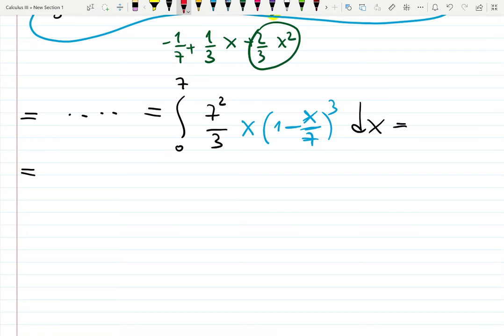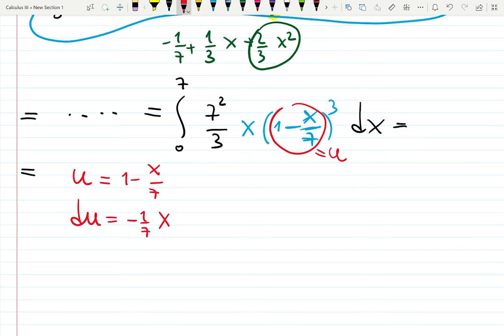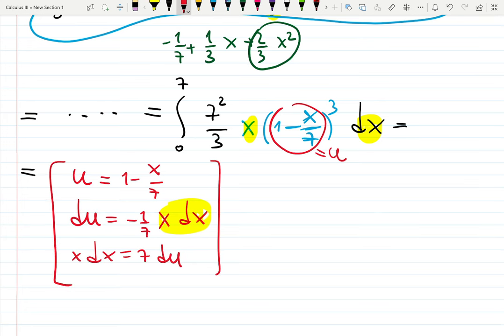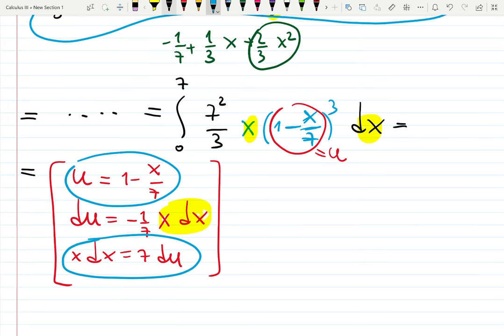But if you want to know the steps, I don't like this guy, let's call it U. So we're doing U substitution. U is 1 minus x over 7. Find du, which is minus 1/7 x dx. And I will use this piece over here, x dx. So solving for x dx will be 7 du. My little box, that's what I call my U-substitution box. I'm plugging the first row and the last row into my integral.